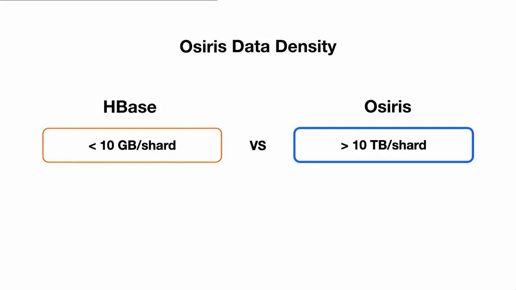I'm happy to talk about this offline as well. We just didn't have time in the talk. So Osiris shards can grow upwards of 10 terabytes per individual shard without running into performance issues, whereas HBase can't really get past 10 gigabytes.